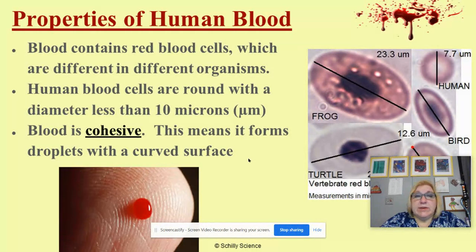Blood is cohesive, and that means that it kind of sticks to itself, and that's because there's water. If we've learned about water in biology class, you know it's polar and it kind of sticks to each other. It has that cohesion property. Well, that's what's happening with the blood as well. It's sticking to itself, so it makes a round droplet.